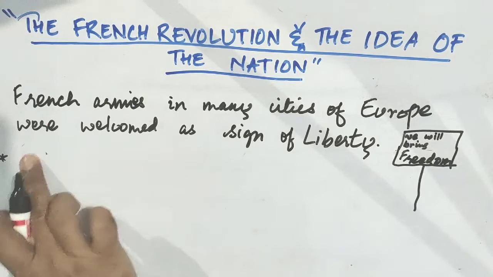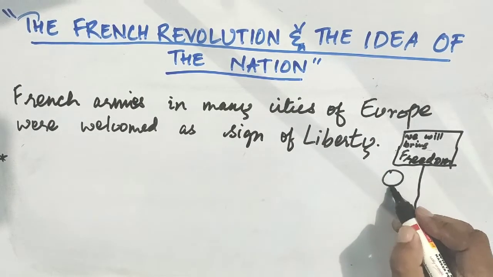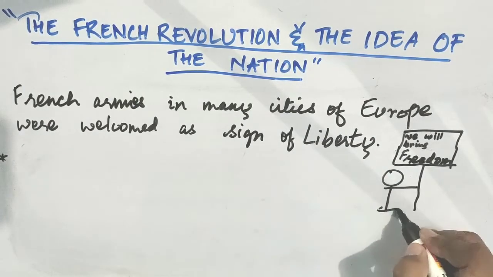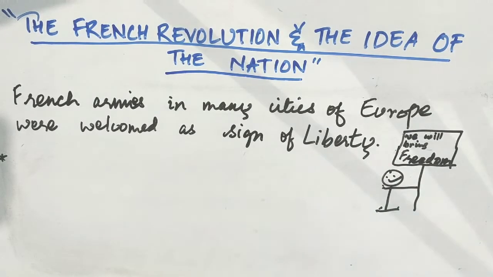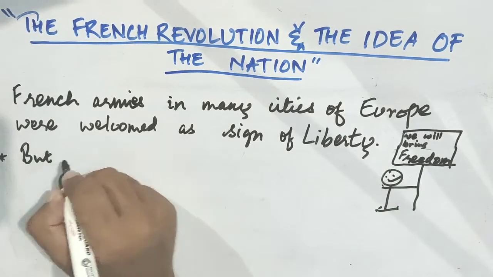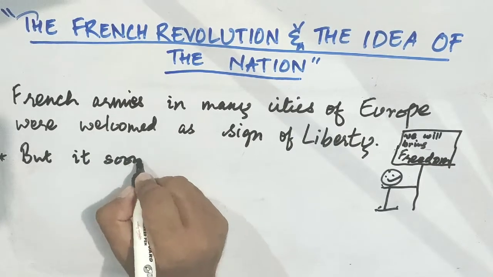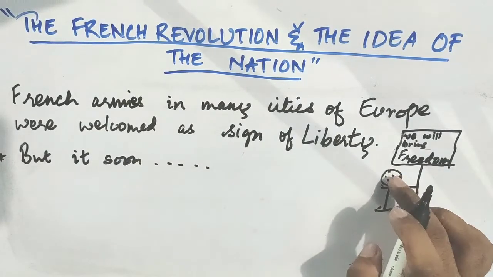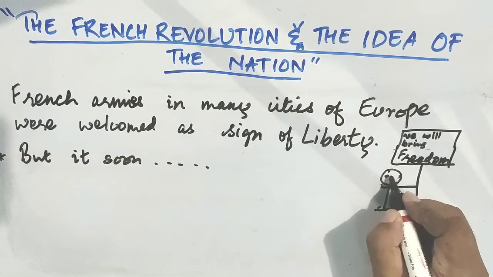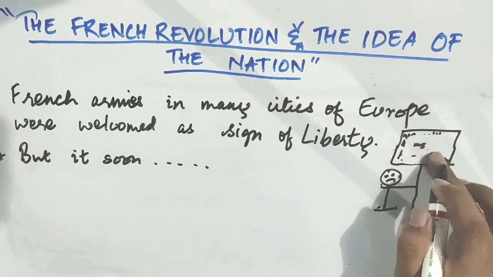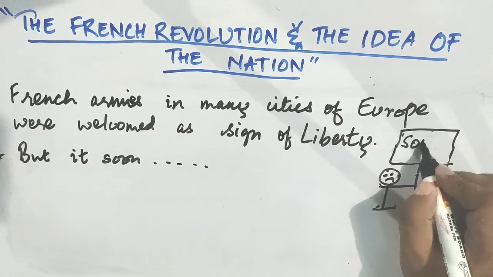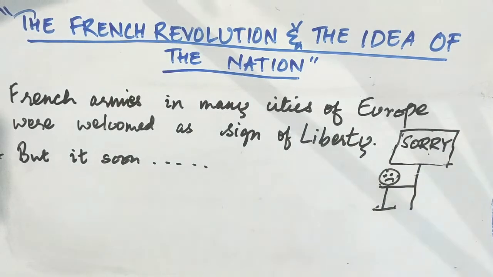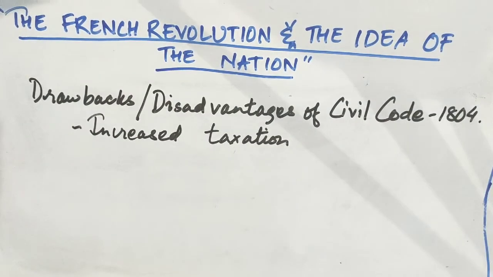Earlier, in many cities of Europe like Brussels, Mainz, Milan and Warsaw, the French armies were welcomed nicely as the citizens believed that the French armies would bring freedom for the citizens. But their happiness soon turned into sadness because political freedom and basic rights were still not granted to the citizens. The main reason for this was the Civil Code of 1804, which Napoleon had introduced in 1804.